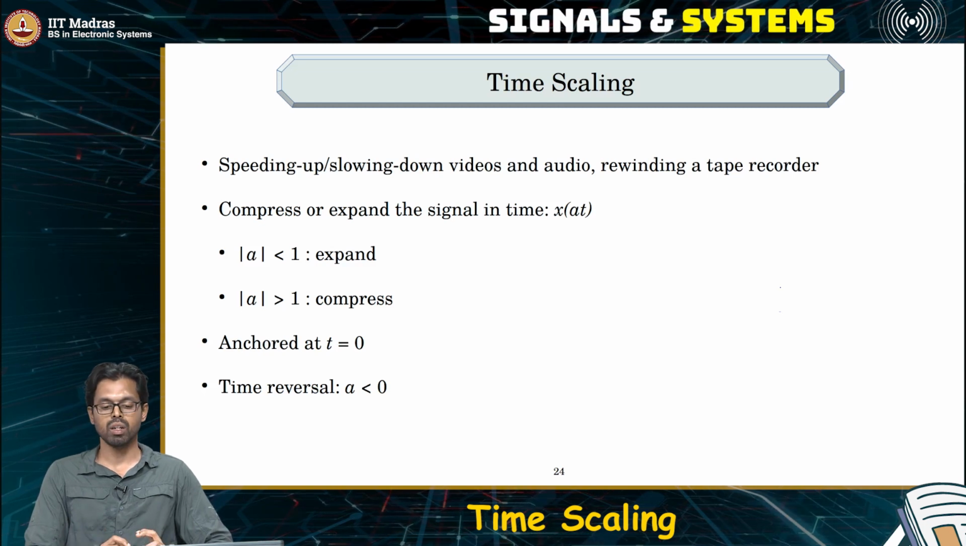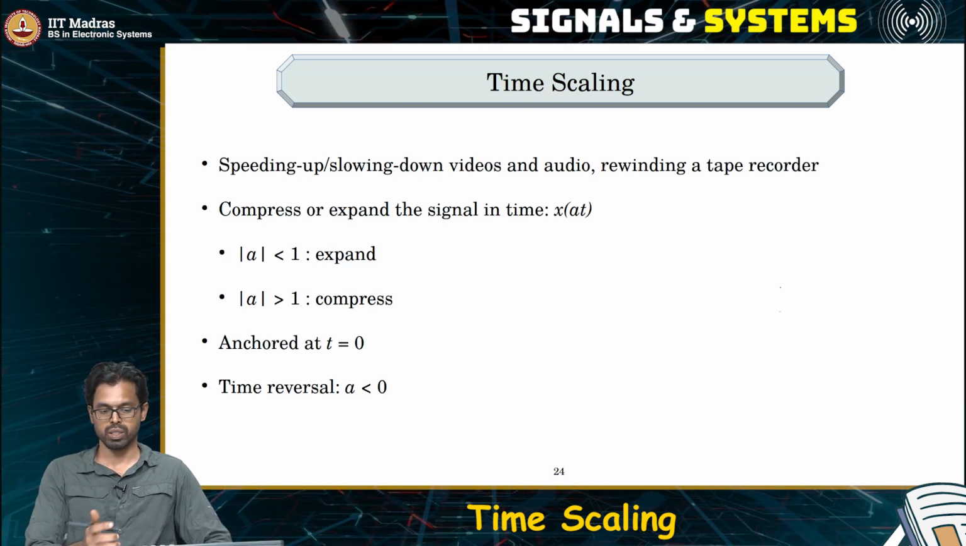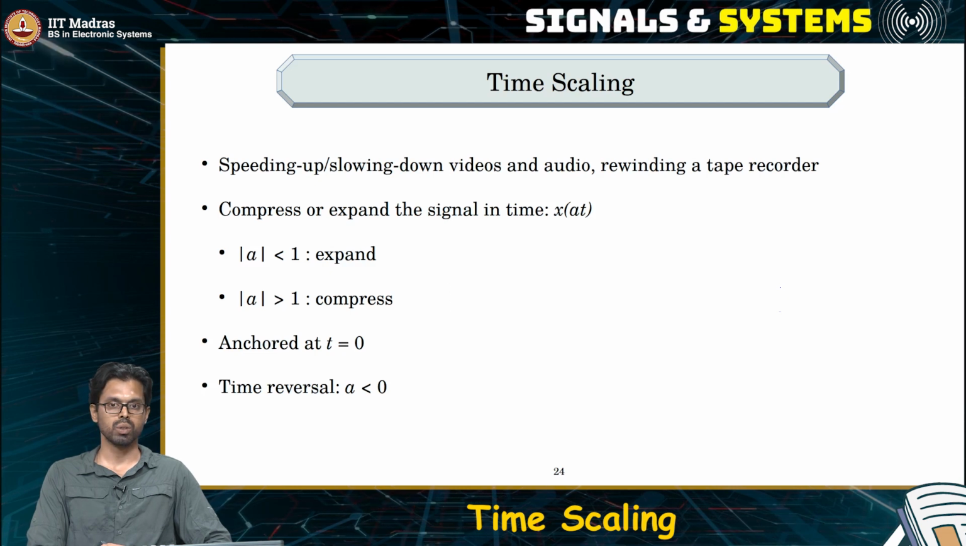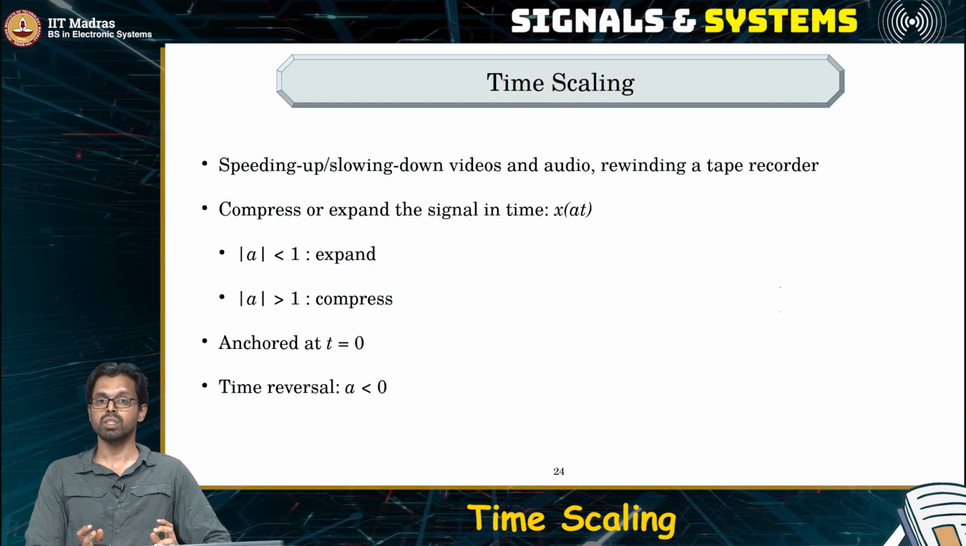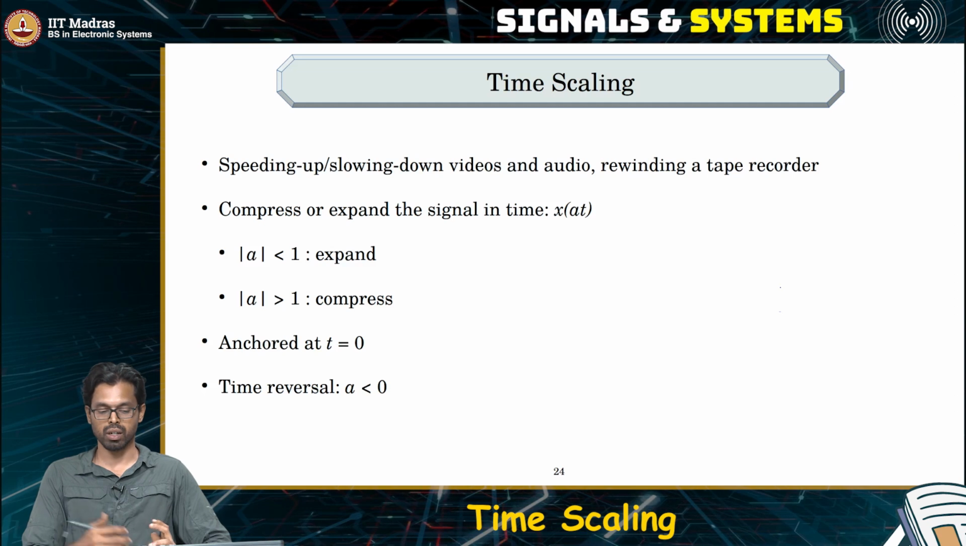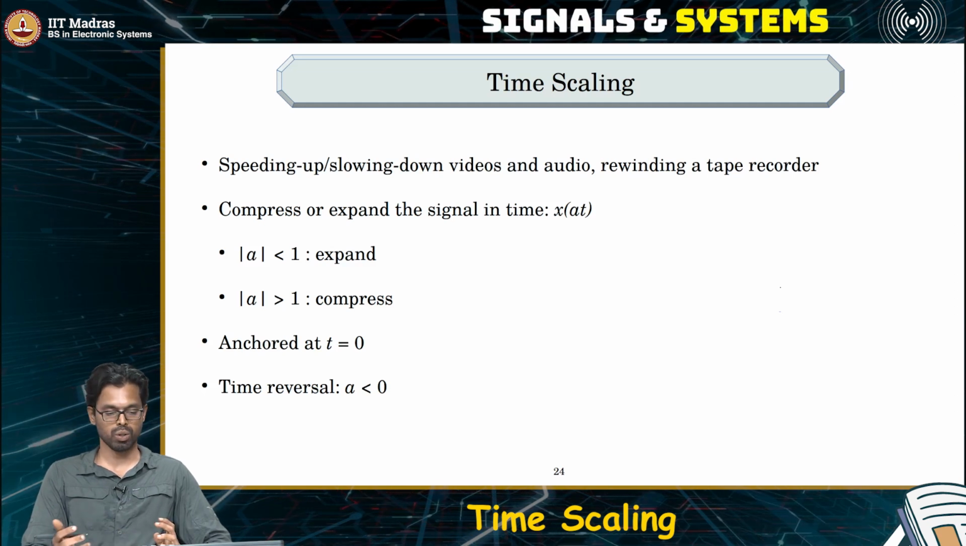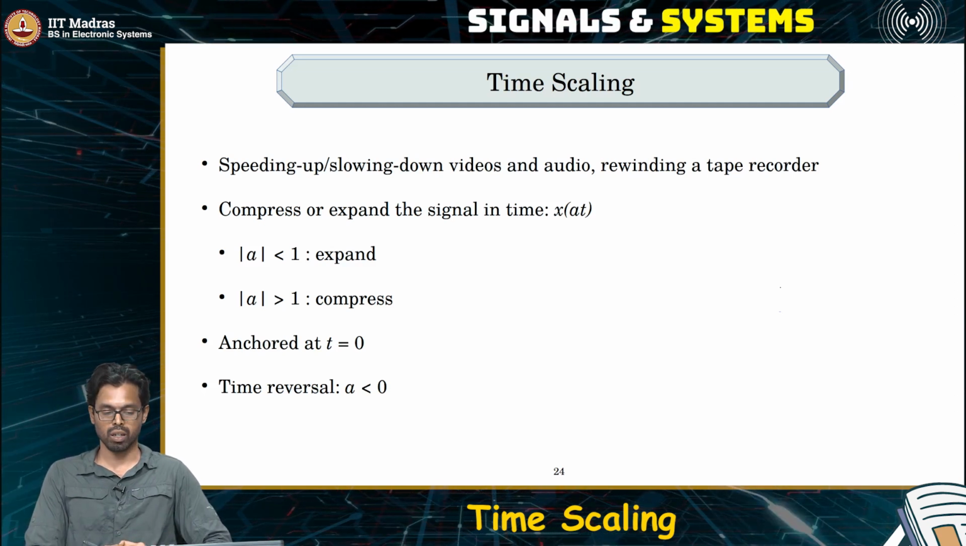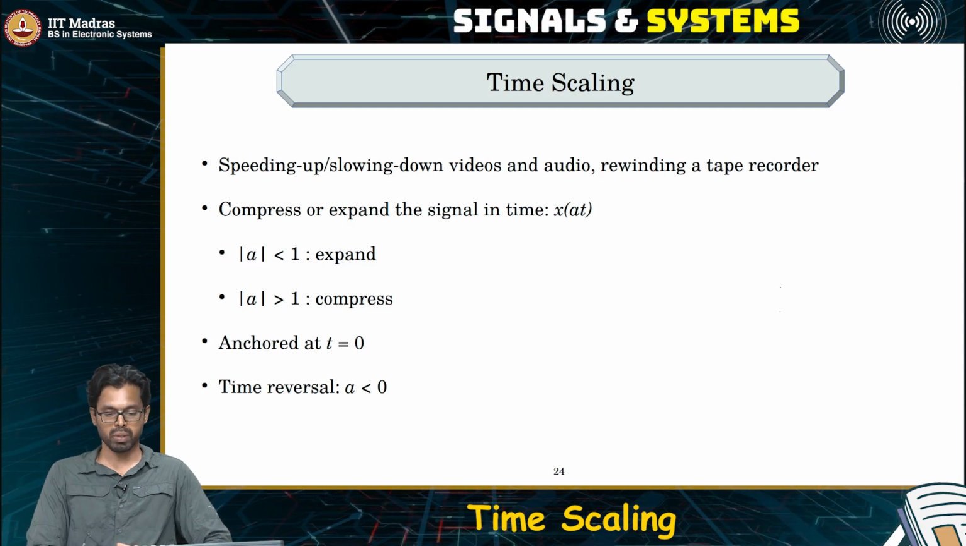It can be an audio signal or it can be a video signal. We saw an example of the audio signal using the app Audacity. You can do the same thing with video also. You can speed up the rate at which you are playing video, you can slow down. All these are time scaling operations. So how do we represent this?